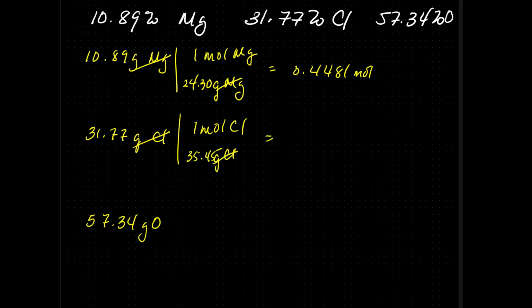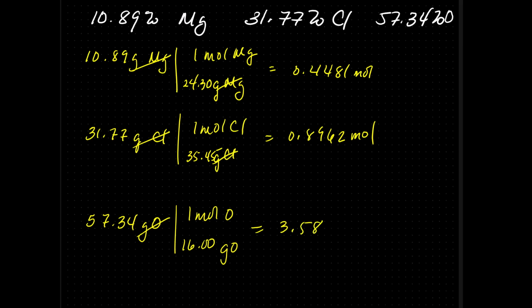The grams of chlorine cancel out, so 31.77 times 1 divided by 35.45 gives you approximately 0.8962 moles. And for oxygen, grams of oxygen, 1 mole of oxygen is equal to 16.00 grams of oxygen off the periodic table. This will give you approximately 3.5838 moles. So our next step in the poem, we divide by the smallest number.